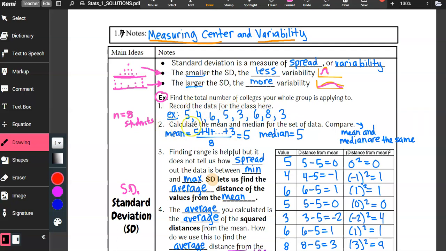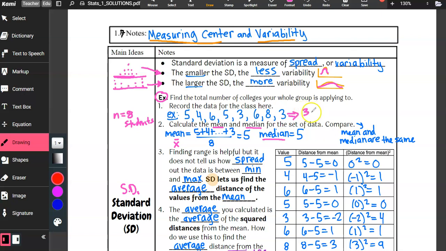Question number 2, it says calculate the mean and the median. So to calculate the mean, or X bar, we add up all the numbers and divide by however many numbers there are, so 8. And to calculate the mean, you don't need to put them in order, but to calculate the median, you need to rewrite these in increasing order.